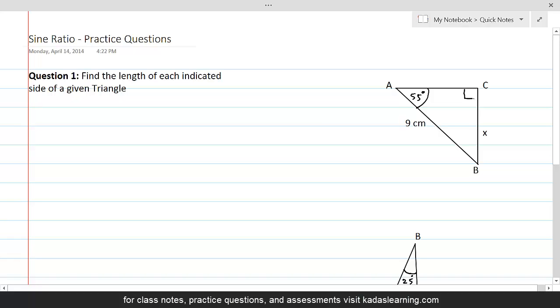The 90 degree angle is at C. So the side opposite to C, which is also the longest side in the triangle, is hypotenuse. So this is hypotenuse, and because the angle under consideration is 55 degree, the side opposite to the given angle is called opposite. So this is opposite, and the leftover side is of course adjacent. And now let's define sine ratio for 55 degree angle.